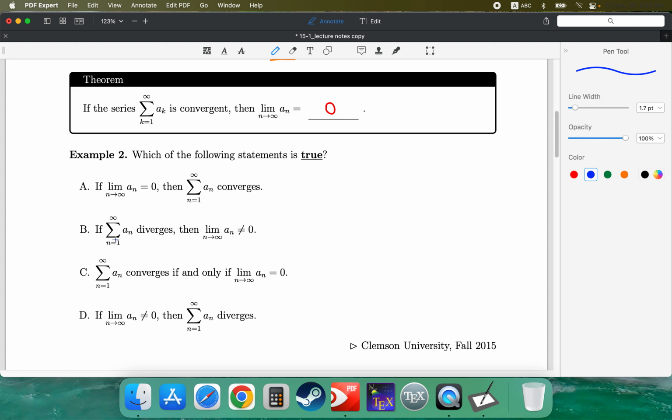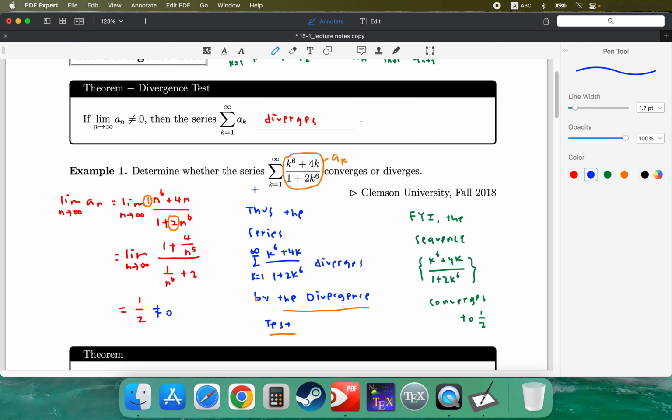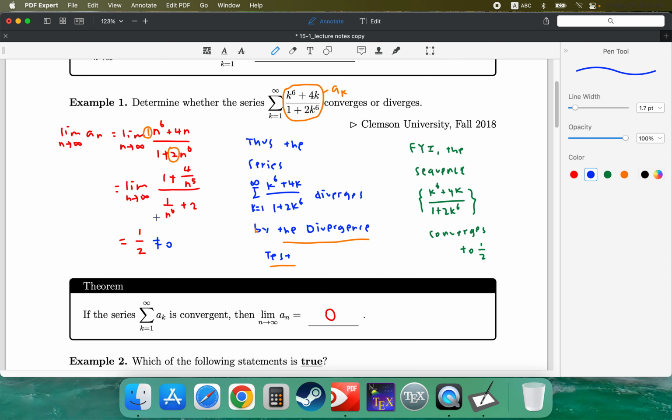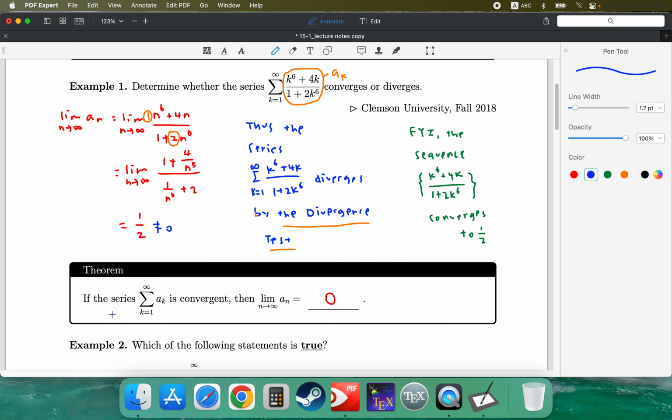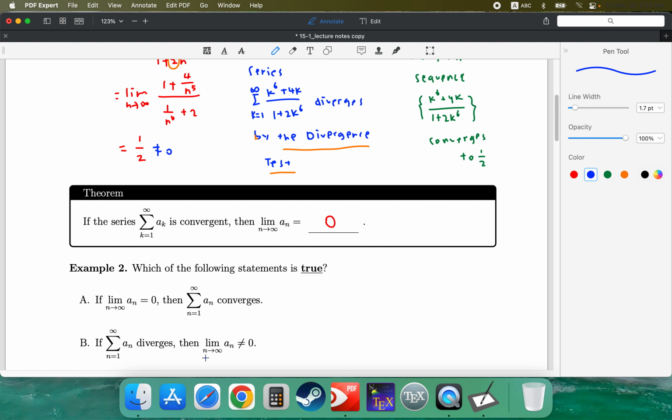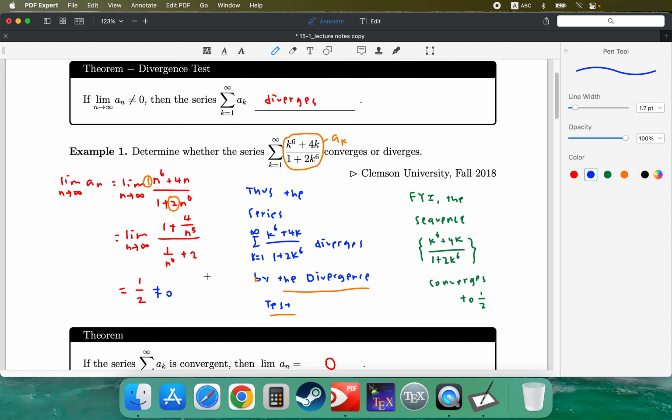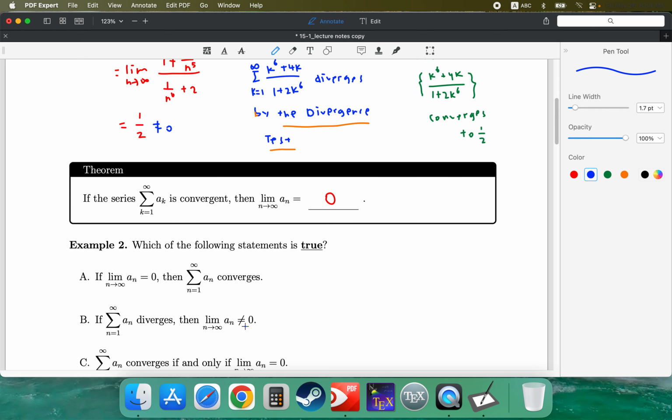Now, part B: if the series diverges, then the limit is not 0. According to our divergence test and our equivalent statement, we don't really know if this is true. If the series diverges, then the limit is not 0. Of course we will talk about that later, but according to these two boxes, we cannot choose it.